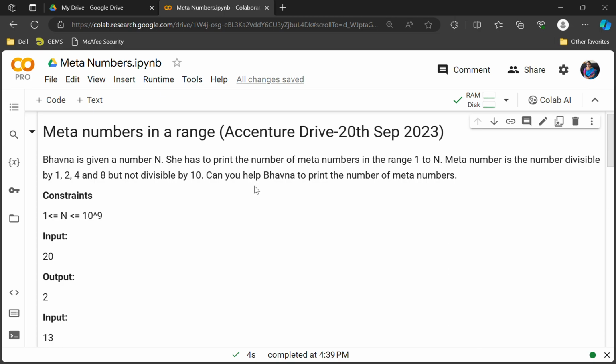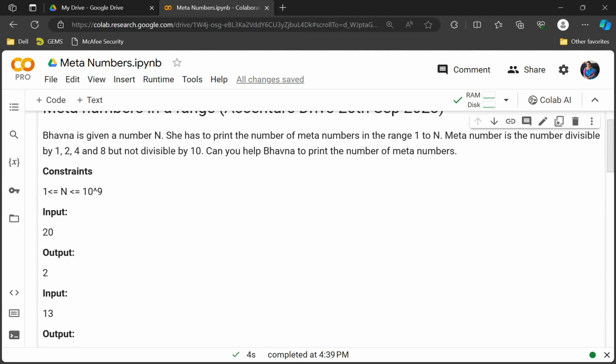Hi everyone. I am here with one Accenture coding question that was given on 20th September 2023. This is about generating the count of meta numbers in a given range. So what is a meta number? Let us understand the problem. Let me go through the problem.